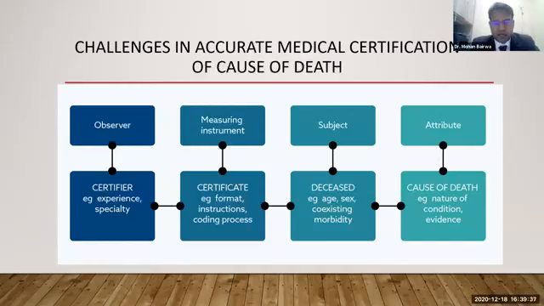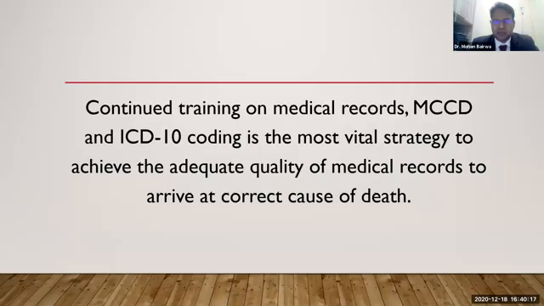So that problem is one. Second problem, we are not filling the form properly. Instructions are not read, or the coding process is not sufficient, so that may cause various problems in the further processing of the data. And these last two boxes you will see are about the subject and attribute. This is basically the quality of the medical records or the clinical data which is coming. For example, information availability about age, sex, coexisting morbidity, similarly cause of death in terms of the nature of condition and evidence. When this information is not properly available, then it becomes difficult to identify the cause of death or the underlying cause of death, and subsequently it may be problematic.